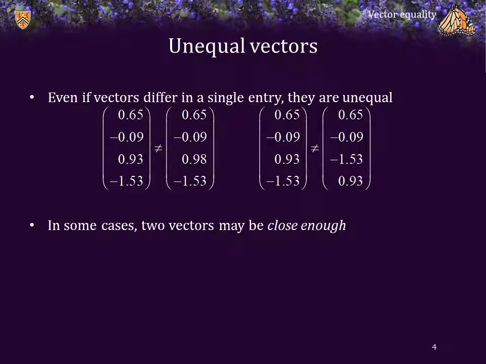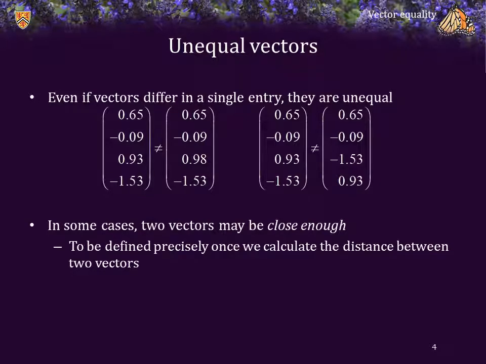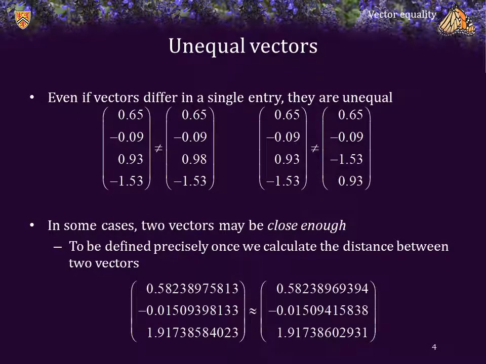Now, in some cases, two vectors may be close enough. But again, to precisely define close enough, we need to be able to calculate the distance between two vectors, and we will see that in a future topic. So, for example, here are two vectors. They are definitely not equal, but at least their first 4 or 5 digits are equal in every single entry. So we may consider, under certain circumstances, these two vectors to be close enough.